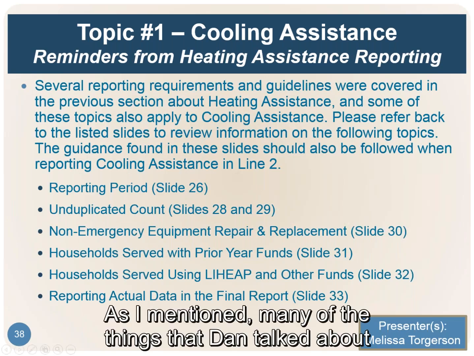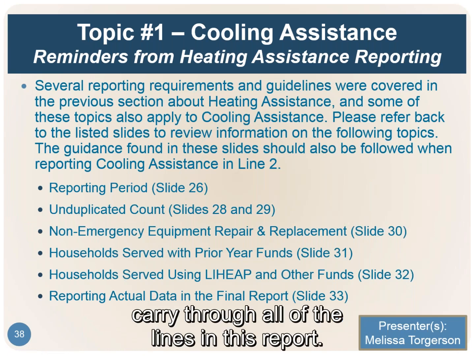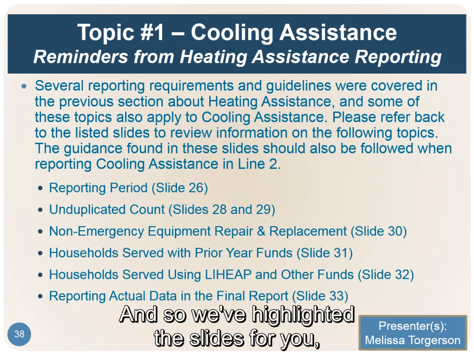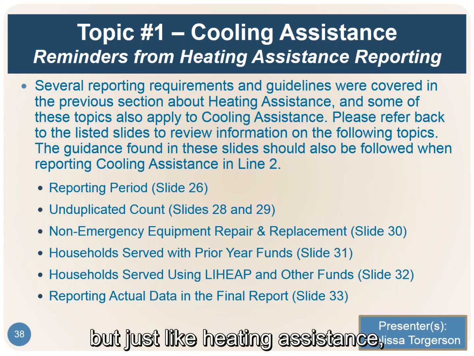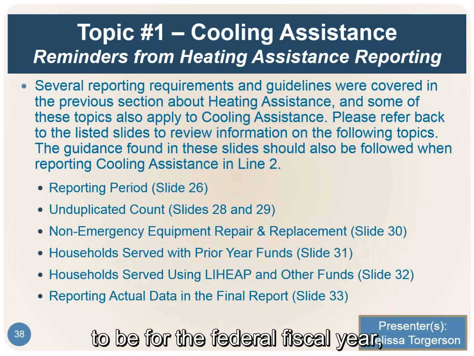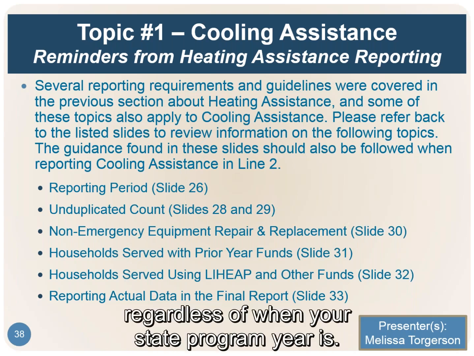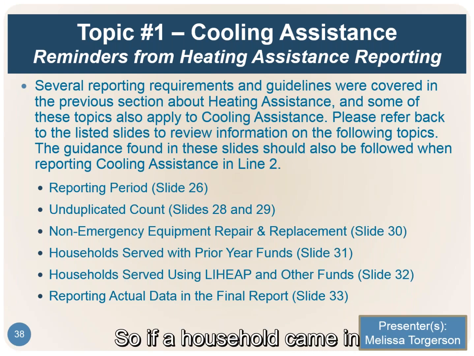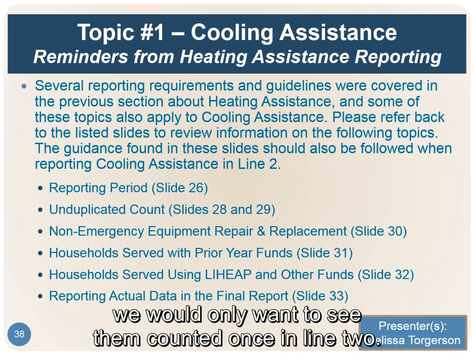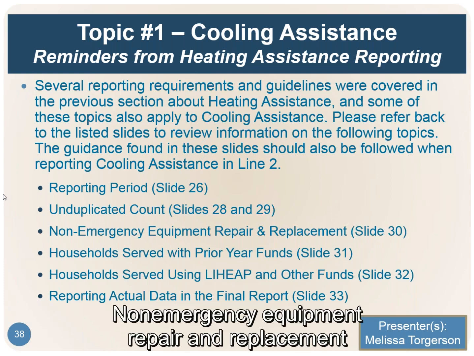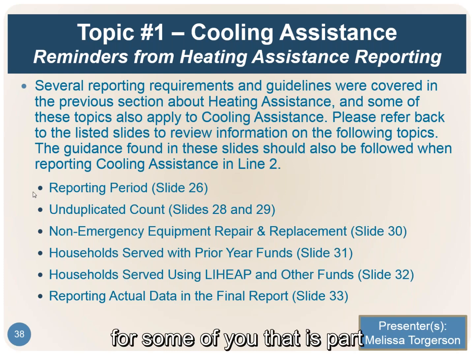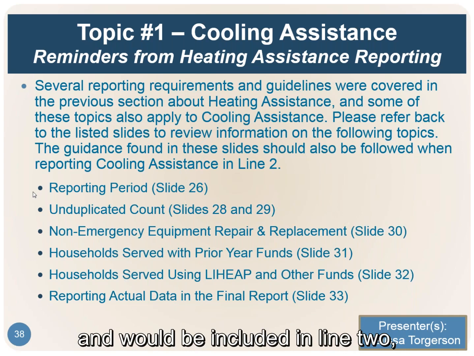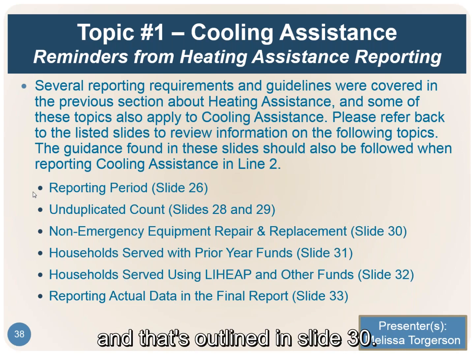As I had mentioned, many of the things that Dan talked about carry through all of the lines in this report. And so we've highlighted the slides for you, but just like heating assistance, the reporting period needs to be for the federal fiscal year, regardless of when your state program year is. We need to see an unduplicated count. So if a household came in and received cooling assistance more than once, we would only want to see them counted once in line 2. Non-emergency equipment repair and replacement, for some of you, that is part of your cooling program component and would be included in line 2, and that's outlined in slide 30.